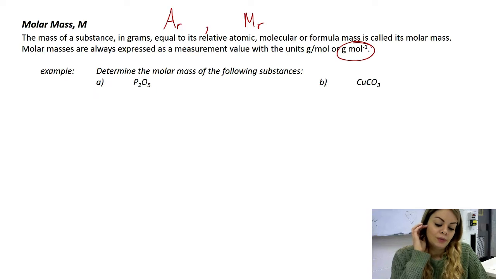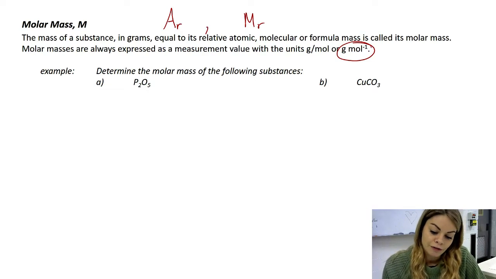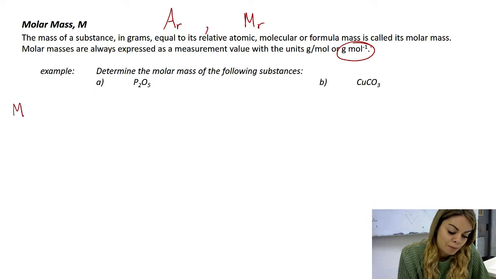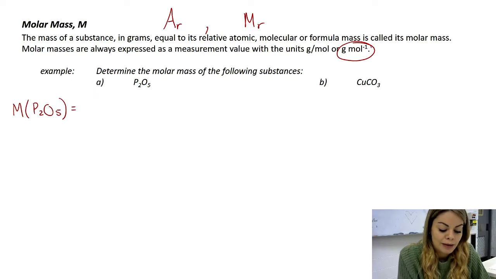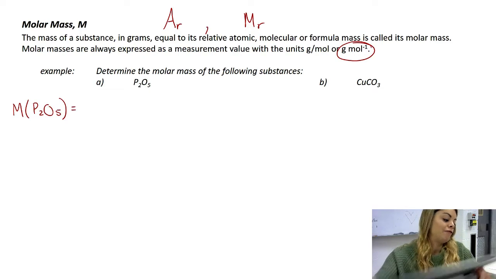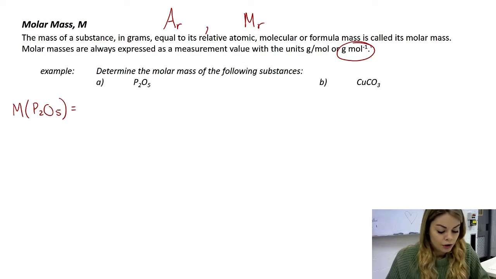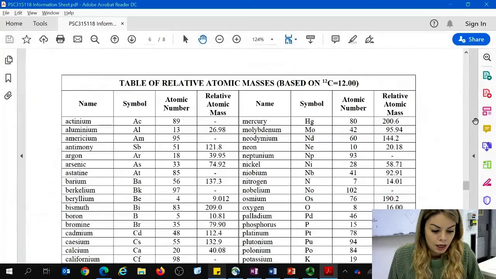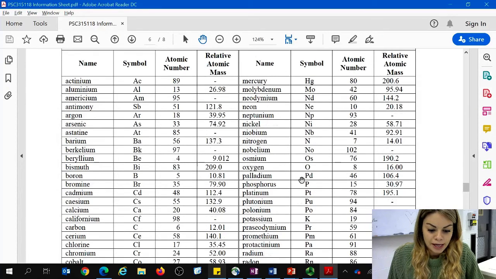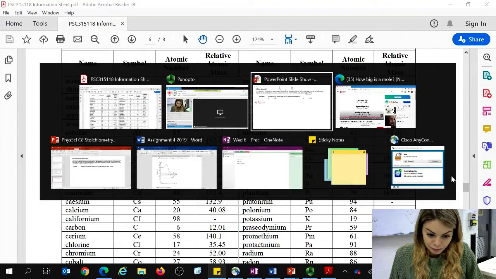So let's have a look at this one. Determine the molar mass for the following substances. So for communication, we put big M for molar mass, and then inside the brackets P2O5. That means the molar mass of P2O5 is, and then we figure that out. So we need the formula sheet, and on the formula sheet, the molar mass of phosphorus is 30.97.